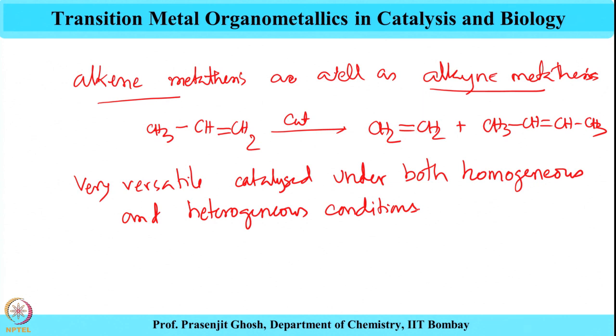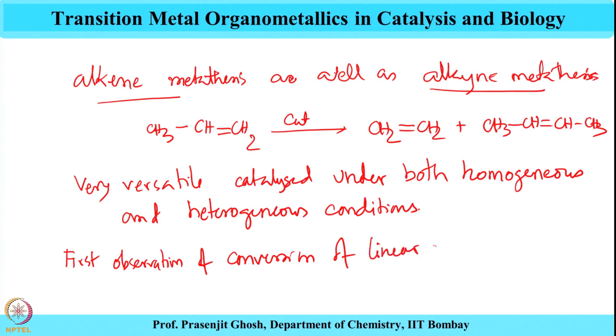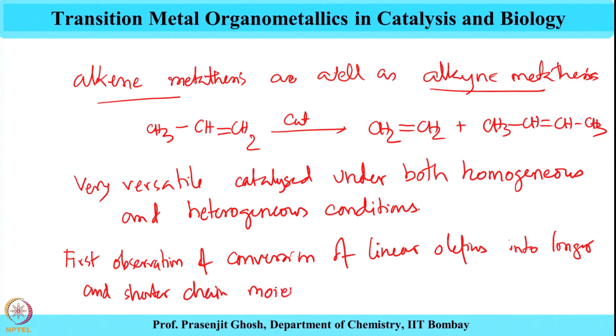And the first observation of conversion of linear olefins into longer and shorter chain moieties was at a molybdenum catalyst. This was the first observation of conversion of linear olefins into longer and shorter chain moieties at a molybdenum catalyst.